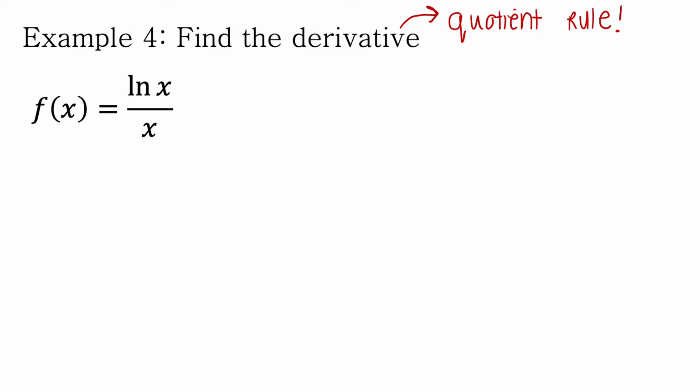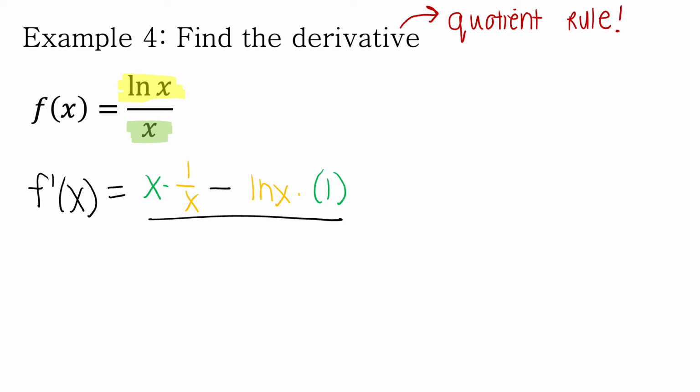So hopefully you remember, in order to take the derivative of a quotient, you have to identify your numerator function and your denominator function. And then our derivative, f prime of x, will be equal to our denominator, x, times the derivative of our numerator, and the derivative of the natural log of x is just 1 over x, minus our numerator, the natural log of x, times the derivative of our denominator, and the derivative of x is just 1, and that's all over our denominator, which is x squared.